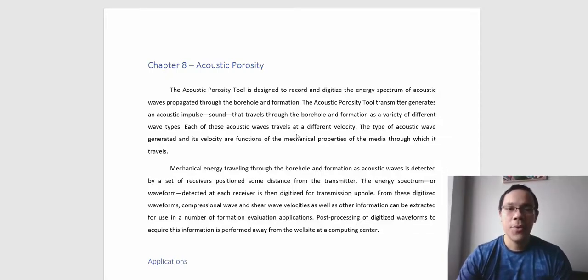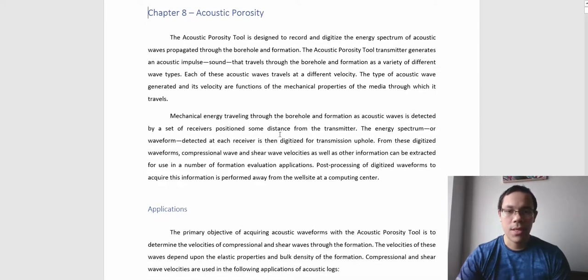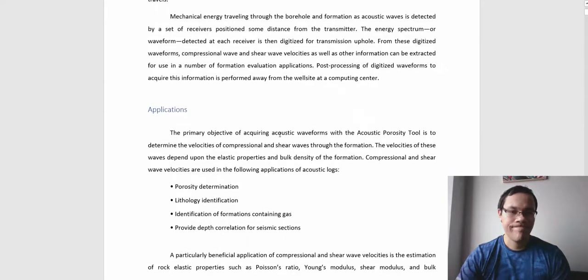Hi, now we are on chapter 8 and we'll discuss acoustic porosity tools. So the main principle here is to use a transmitter which will change an electrical signal into a wave, and that wave will go through the borehole, through the formation, and when coming back at the receiver, that will give us information regarding porosity and other important factors that we'll see in a minute.